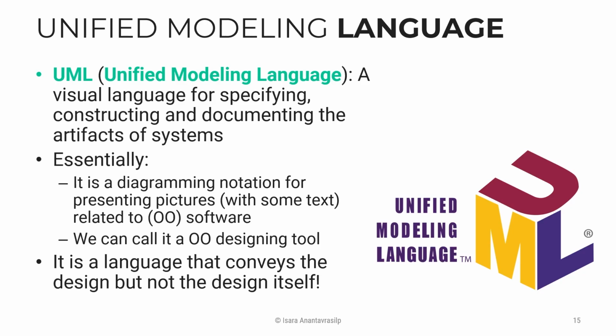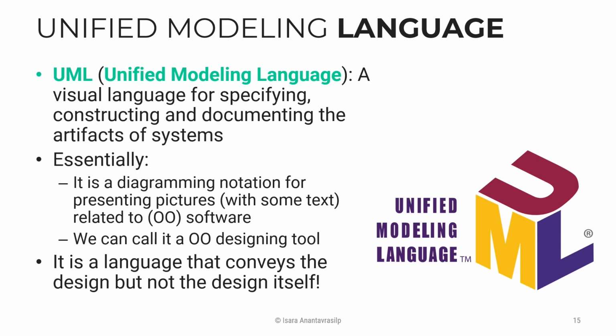So what kind of tools do we use in these requirement analysis and design phases? We use the UML, Unified Modeling Language. It is a visual language for specifying, constructing, and documenting artifacts of the system. So essentially, it is a diagram notation for presenting pictures with some text related to object-oriented software. We can call that an OO design tool, all right? But, well, even though it is a diagram, all right, with some notations, it is still a language, okay? It is a language that conveys a design, okay, but not the design itself.